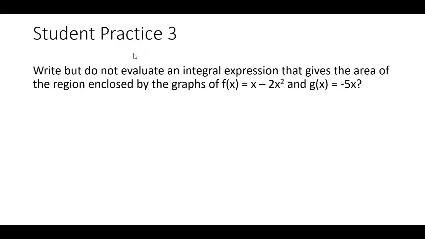Here's one for you guys to do. Write but do not evaluate, so you don't need to actually solve it. Also, I don't want you guys to use a calculator. Try to do this without a calculator first. Okay? Pause the video here, and when you unpause it, I'll have everything all worked out for you.